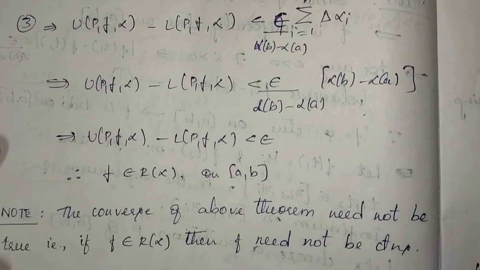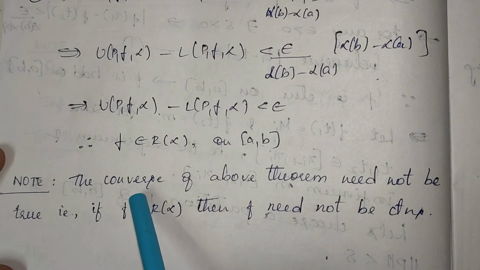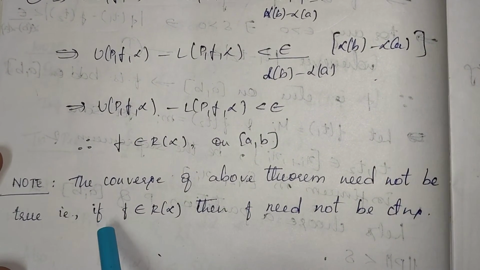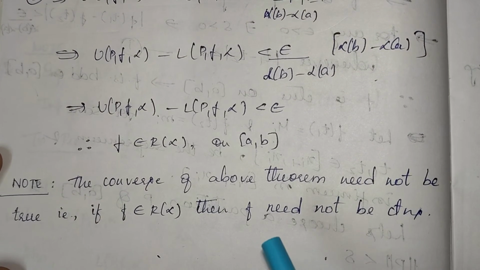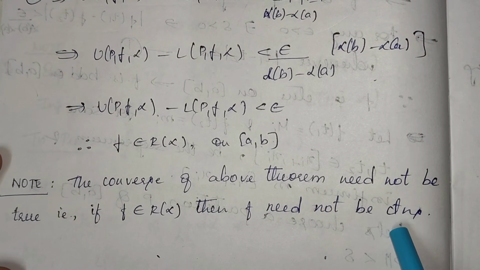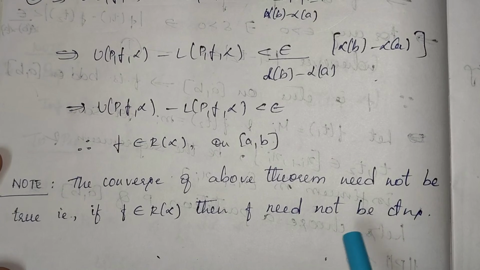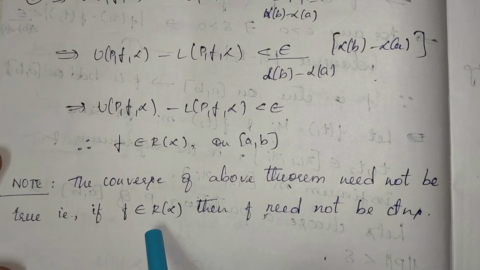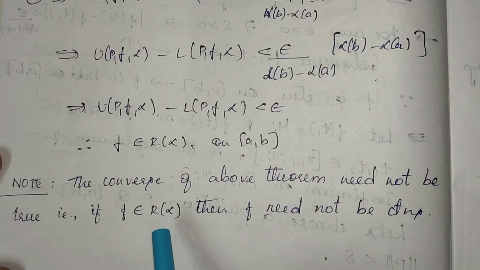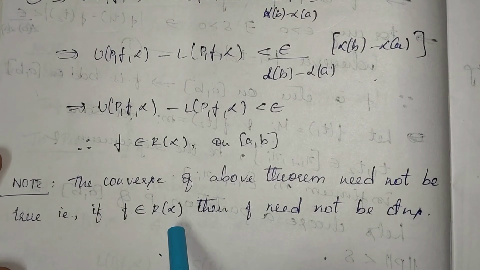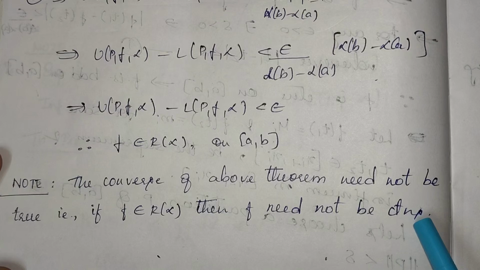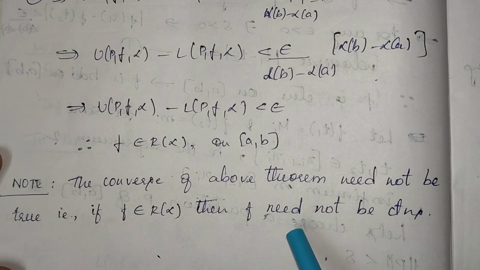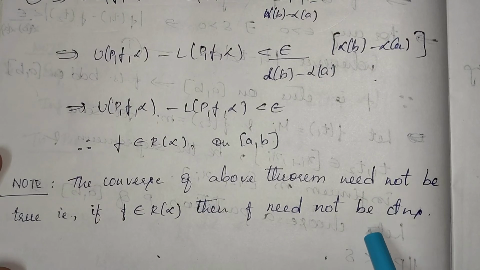Also you have to note this point: the converse of the above theorem need not be true. That is, every continuous function f belongs to R of alpha, but if f belongs to R of alpha, then f need not be continuous. There exist some functions which belong to R of alpha and still they are discontinuous.